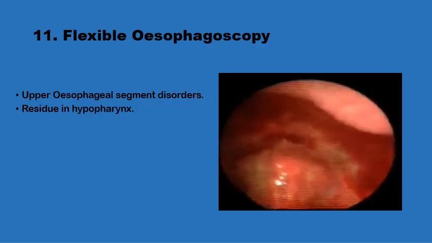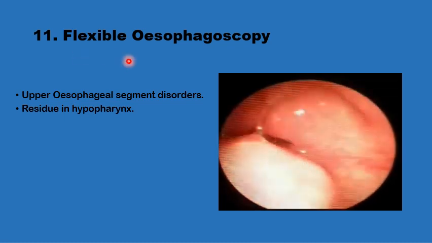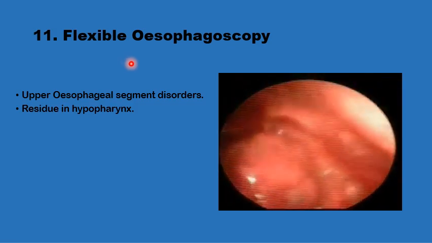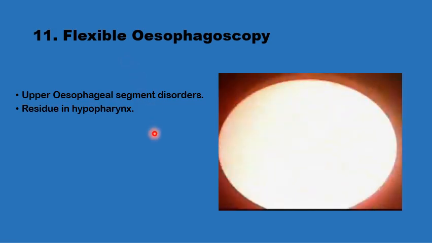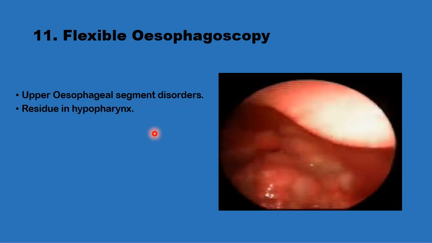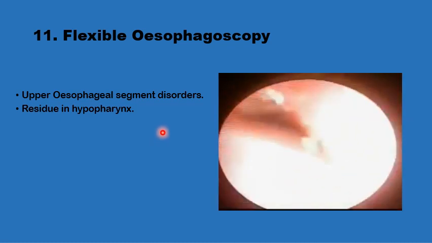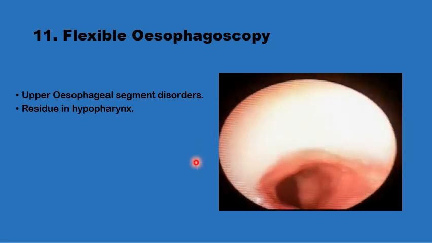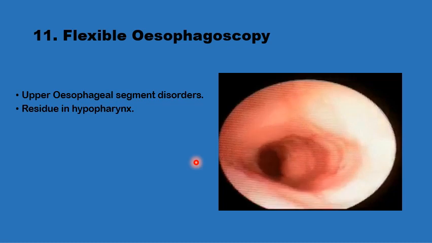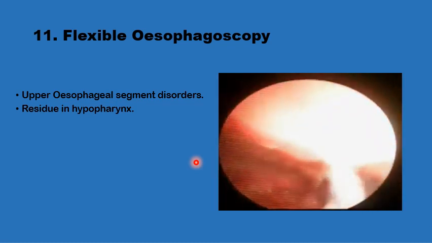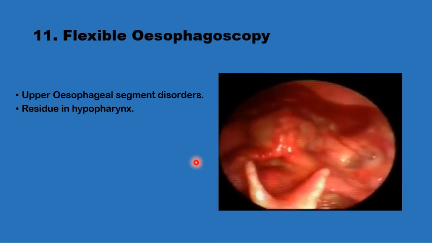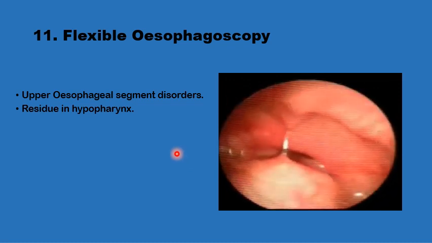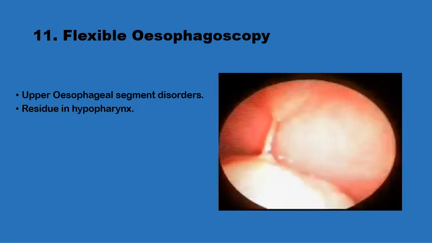Step number 11 is endoscopic examination of the lower part of the hypopharynx, the cricopharyngeus area, and the upper oesophageal segment. It's often not very difficult to pass the tip of the scope through the cricopharyngeus segment into the upper part of the esophagus. And this would give some valuable information about the cricopharyngeus muscle, whether there are any strictures or spasms in there, or any abnormalities in the upper part of the esophagus as well.